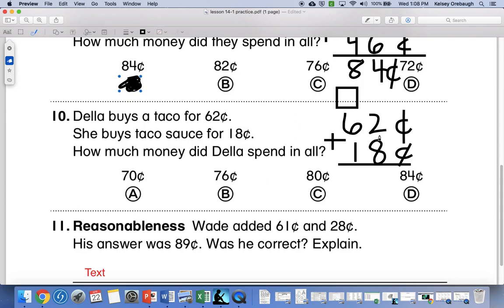As always, start in the ones place. 2 plus 8 is 10. When we have 10 or more ones, we must regroup. So I will keep the 0 in the ones place and I will regroup the 10 to the regrouping box. 6 plus 1 is 7, plus 1 more is 8. So I get the number 80 and I cannot forget to include my cent symbol. So our answer is C, 80 cents. She spent 80 cents in all.